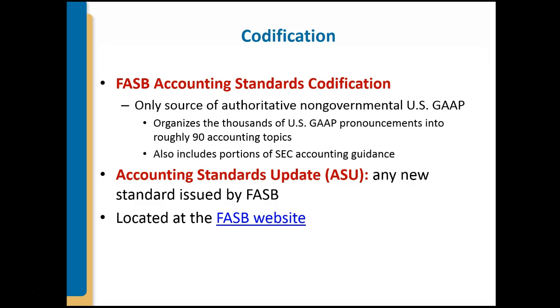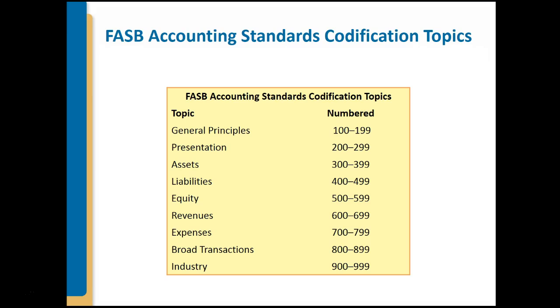So when FASB issues a new ASU, it becomes authoritative when it gets entered into the codification. And it's organized into 9 main topics and about 90 subtopics. So as you can see, it gets complicated. Throughout the book, we're going to use the Accounting Standards Codification system in footnotes when we reference generally accepted accounting principles. Each footnote also includes a reference to the original accounting standard that then is codified into the ASC. This provides you with an understanding of the accounting standards codification topics. So we have the general principles, and then from there the presentation of financial statements. We then go to assets, liabilities, equities, revenues, expenses, broad transactions, and then the last one is industry.